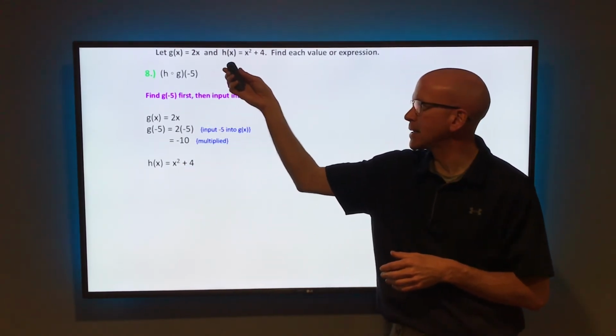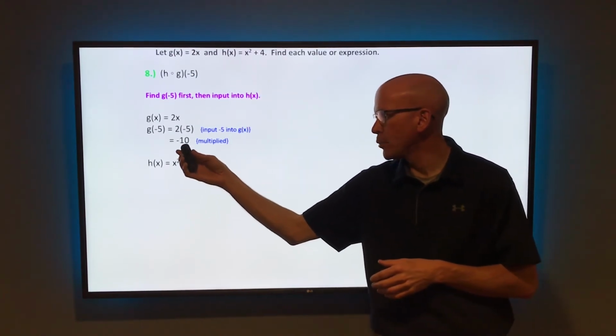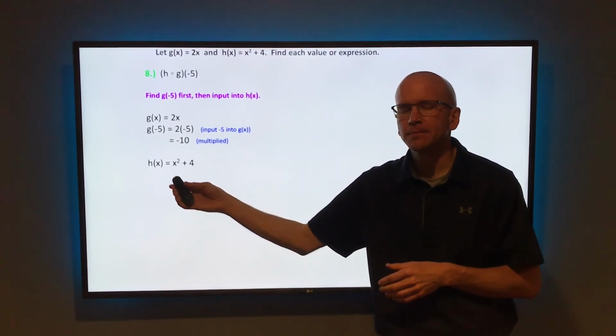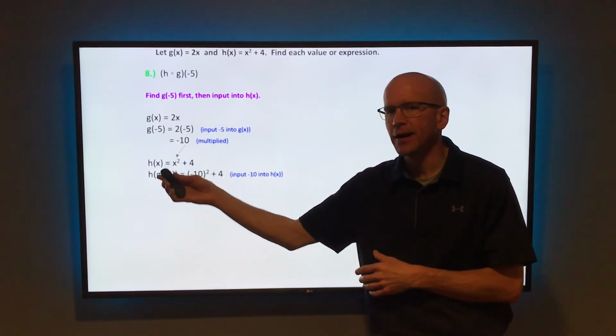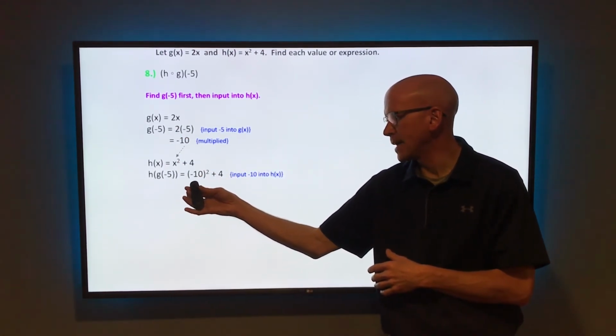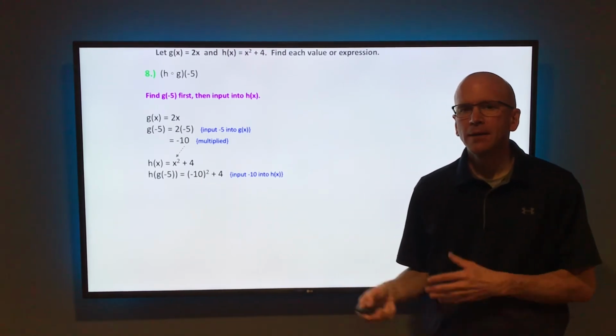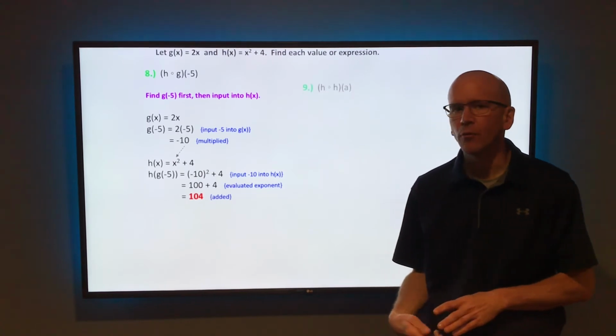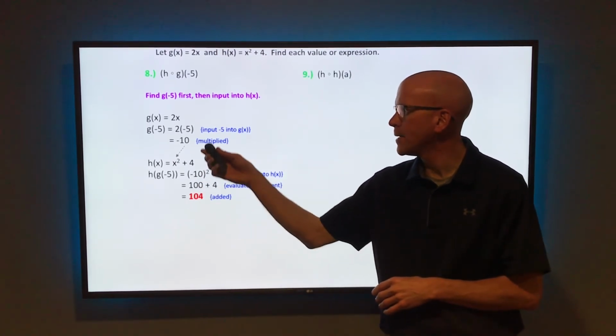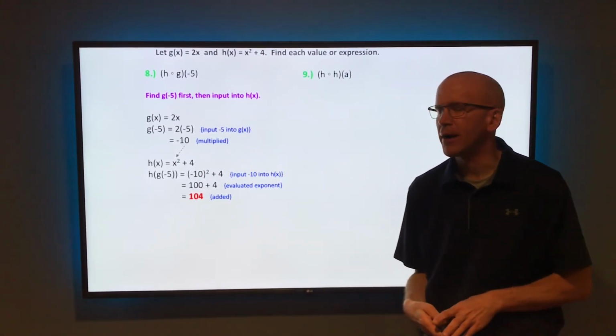So go to what h of x is, x squared plus 4. Put that negative 10 in for x. So finding h of negative 10, or you might think of that as h of g of negative 5. H of negative 10, that would be negative 10 squared plus 4. If you square negative 10, that is 100. It's 100 plus 4, and that is 104. That is the final output, 104. That is h of g of negative 5.